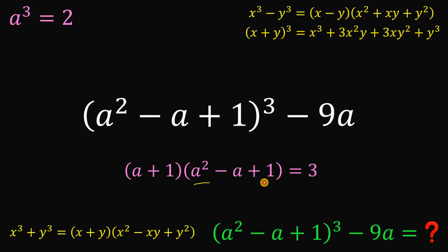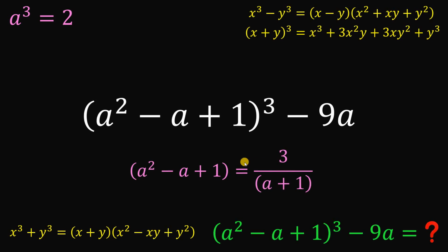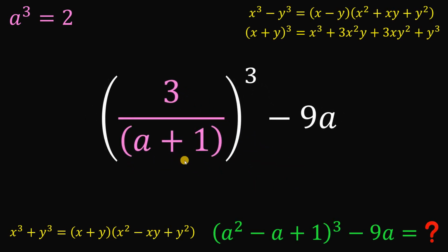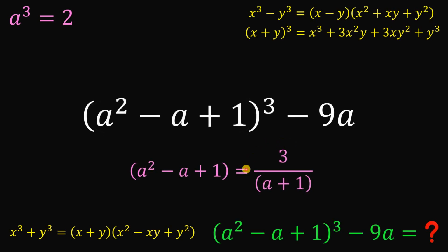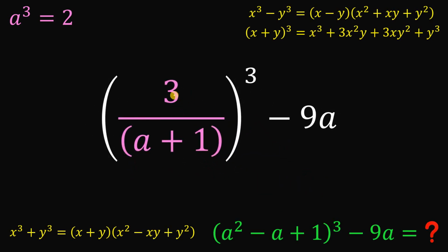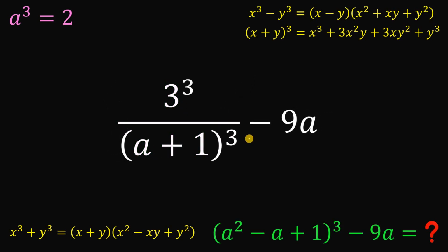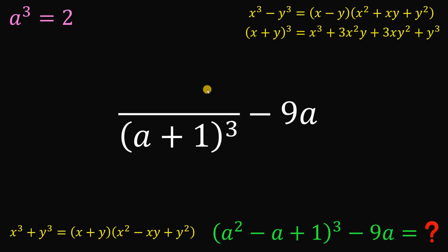Now notice, we have a squared minus a plus 1 here, and we also have a squared minus a plus 1 in the given expression. So to get the value of a squared minus a plus 1, let's divide both sides by a plus 1. So a squared minus a plus 1 is simply equal to 3 over a plus 1. What we're going to do is substitute this expression into our given expression. If we cube 3 over a plus 1, we get 3 cubed over a plus 1 raised to the power of 3. Now 3 cubed is just 27.